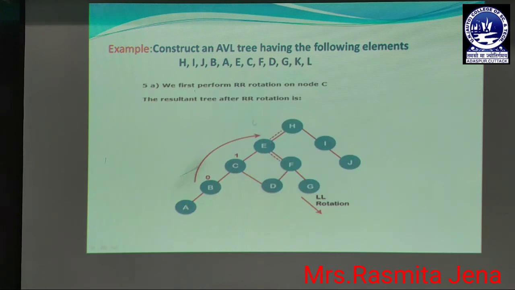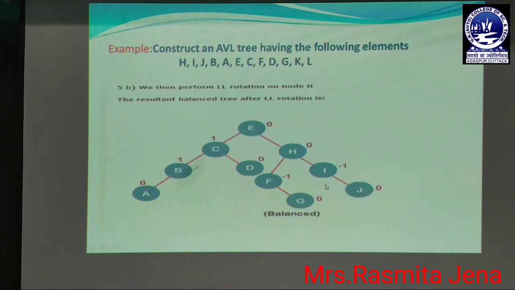So first we will perform RR rotation on node C. So when we perform RR rotation on node C, the tree became like this. So after performing LL rotation, the BST is like this. That means it is balanced. So you can see this is a balanced AVL tree. So next node is K.